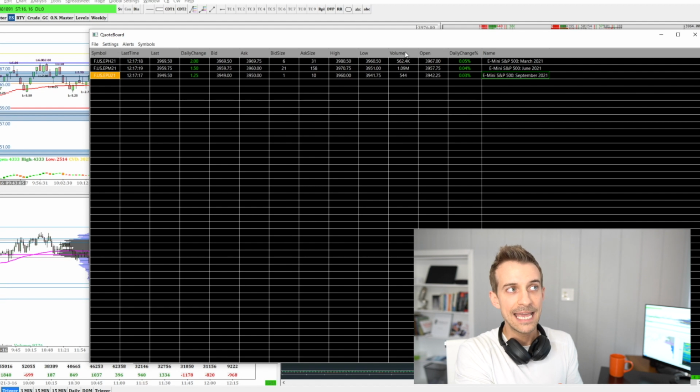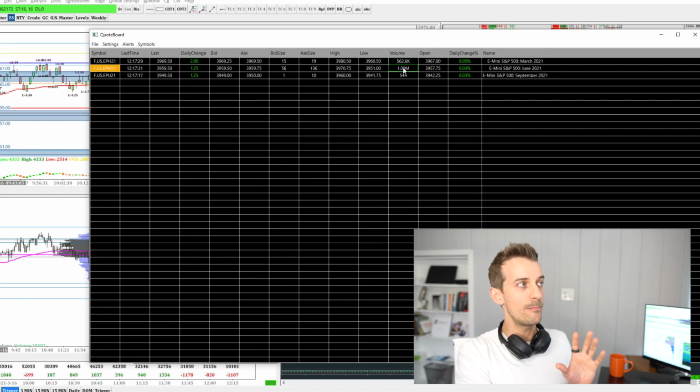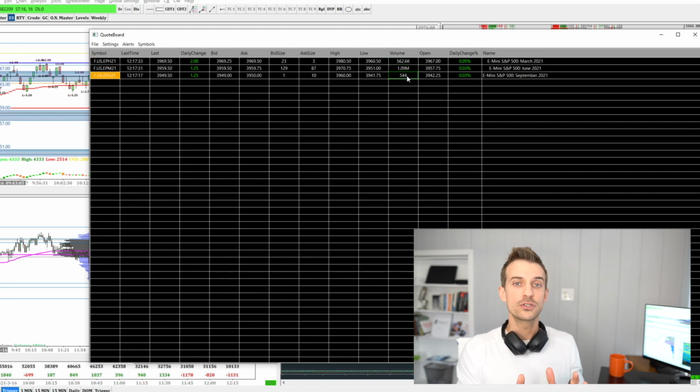But if you see this tab here that says volume, and this is whatever you're trading on, you'd want to find this, where it gives you the volume breakdown. And what you can see is there's about half a million that's trading on the March contract. There's about 1 million trading on June, and then there's 544 trading in September.